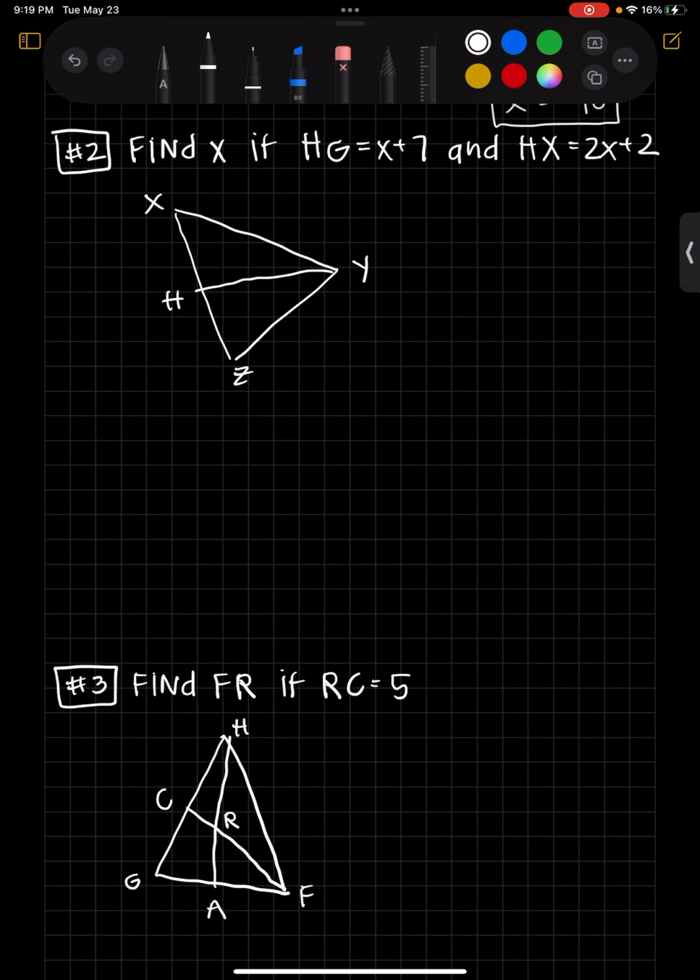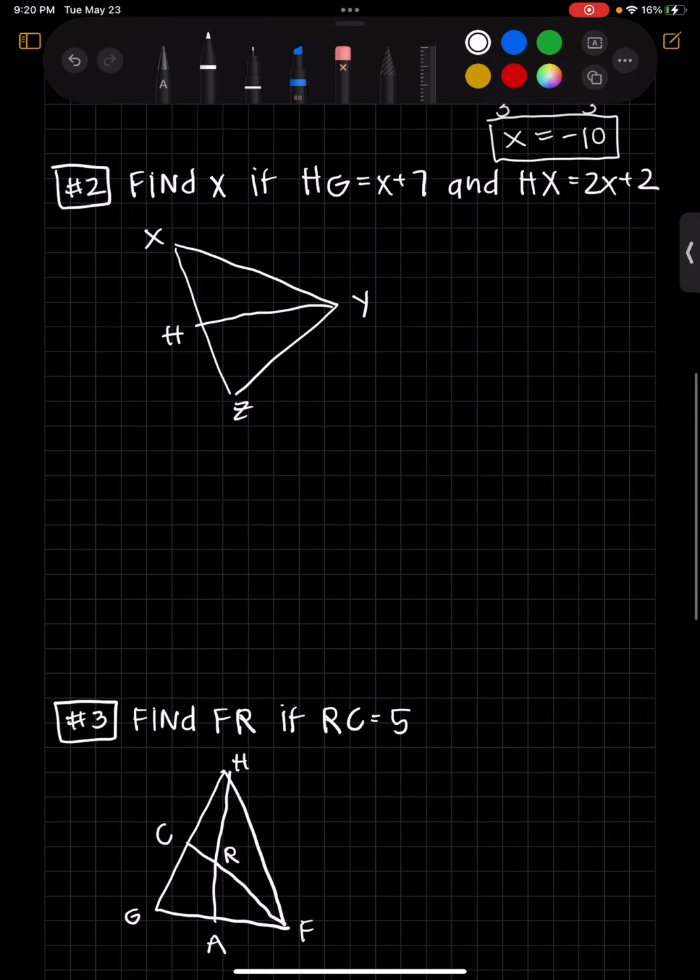The second example says find X if HG, or I'm sorry, if HZ, how did I write that? That is super funny. This should be a Z. I'm sorry about that, guys. So find X if HZ is x plus 7 and HX is 2x plus 2. So I'm going to write that down right here. So we know this is x plus 7, and then we know this is 2x plus 2.